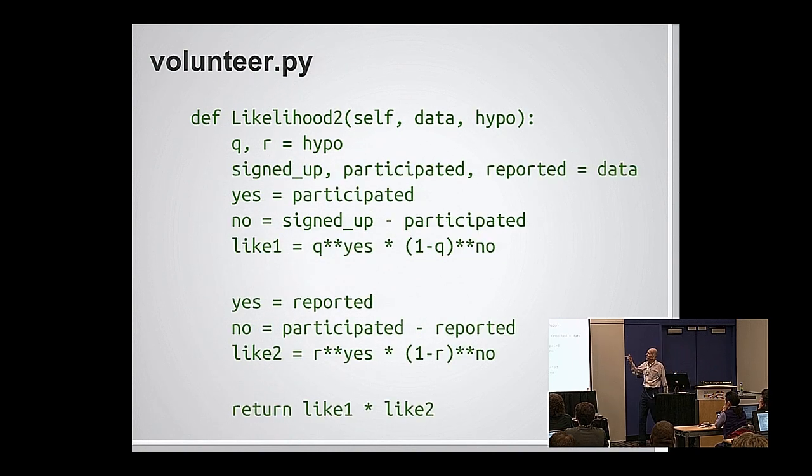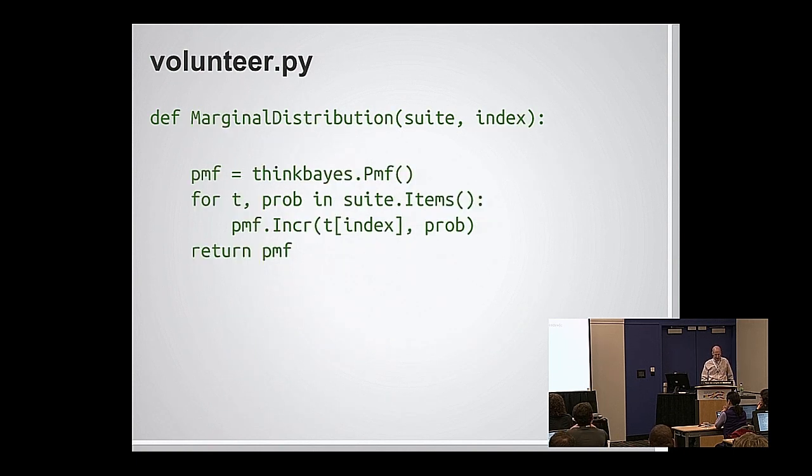So this one's a little bit more complicated, but what I get from the data are how many people signed up, how many participated, and how many reported back. And I'm going to do 2 updates. This one is of the people who signed up, how many participated, and this is of the people who participated, how many reported. The 2 likelihoods are, again, similar structure. This is the binomial distribution that I mentioned, and the overall likelihood is just the product of the 2. This is a bit of a high-level view. If the details are not clear, that's all right. I just wanted to give you a sense of how this example works.